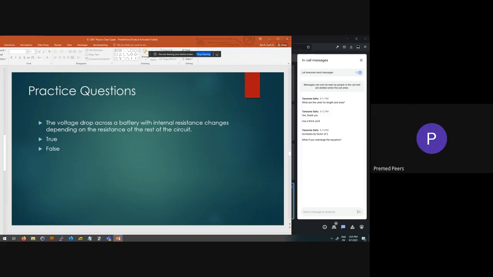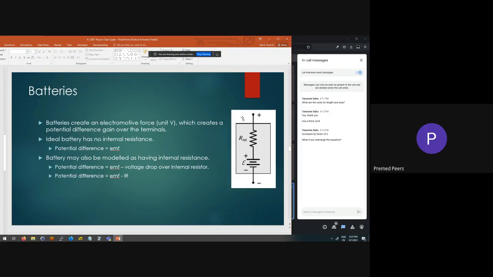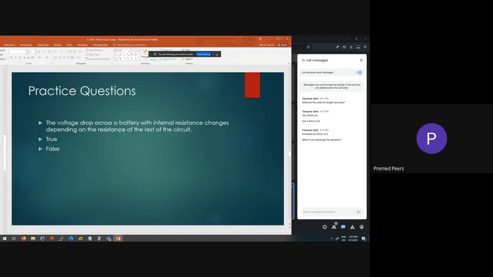So quick question with that. If we have one of these non-ideal batteries with an internal resistance, the total voltage drop across this box, is that going to change depending on what else I have in the rest of the circuit? True or false?